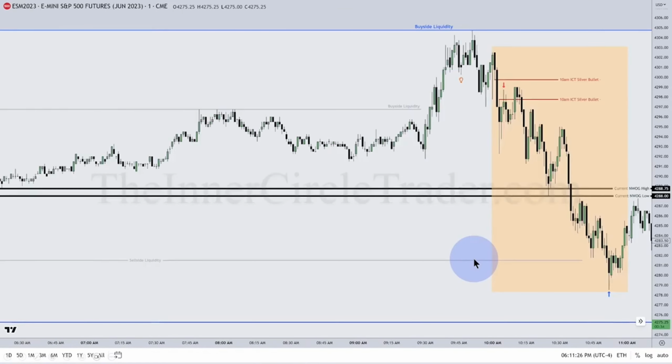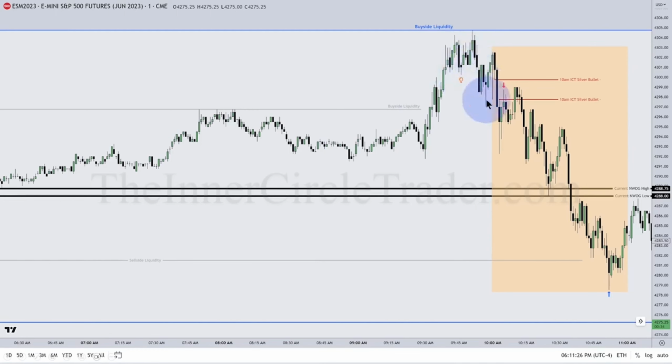I'm going to teach you a little bit more about gaps, but for now, here is the AM session ICT Silver Bullet trading up into that gap high. Swing low is right there. So it hit our higher time frame weekly objective. That's a key level. It hits it, breaks lower, shift in market structure that's bearish.